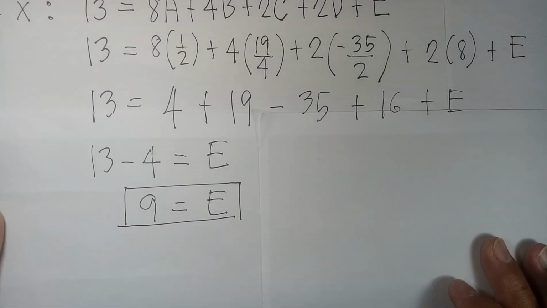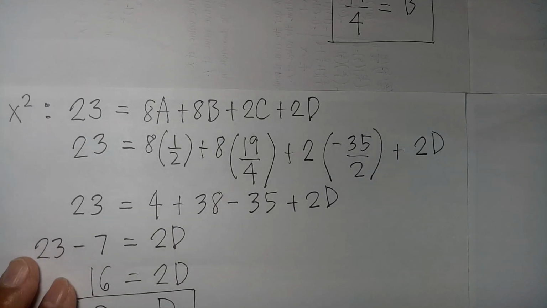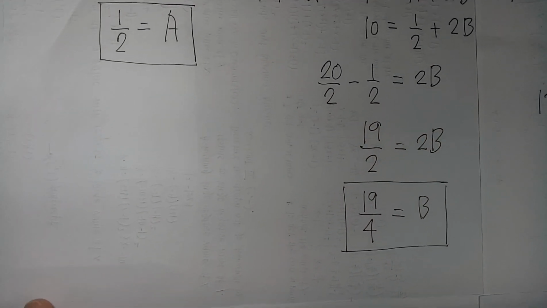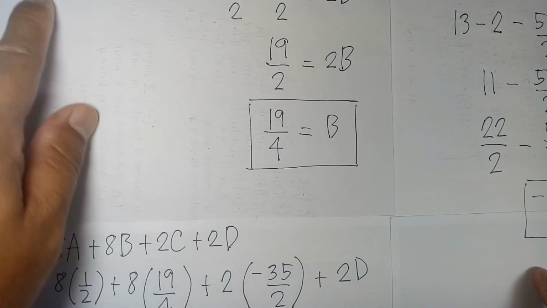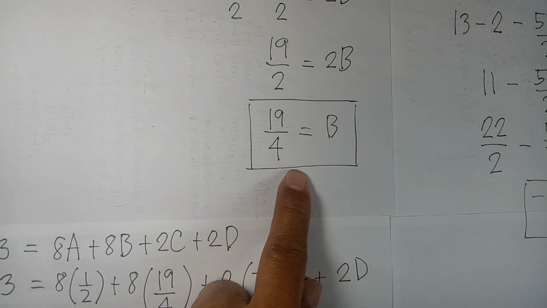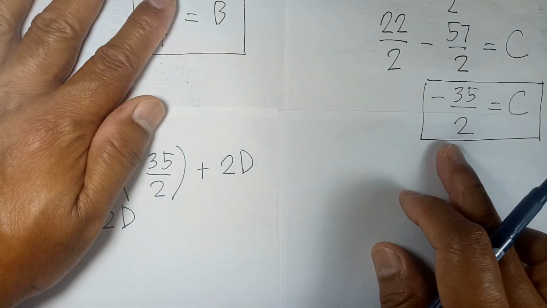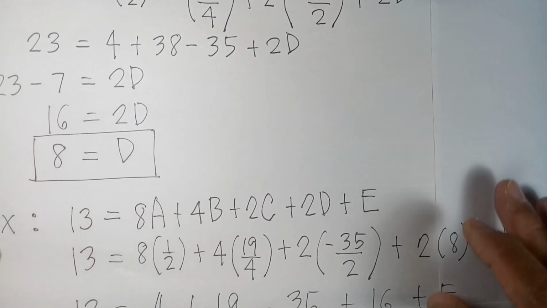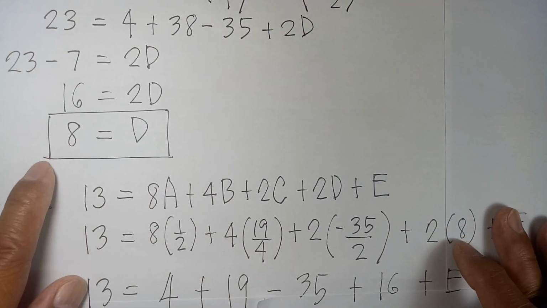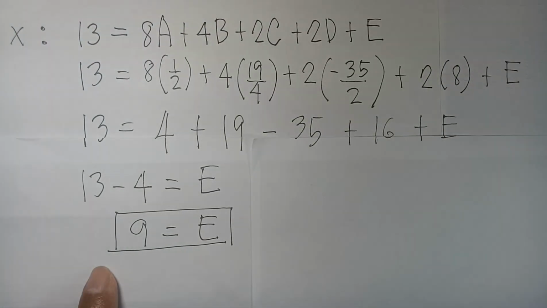Okay? So, let's have a recap, ano? So, meron tayong A, 1/2, B, 19/4, at meron tayong C, negative 35/2, meron tayong D, 8, and E equals 9.